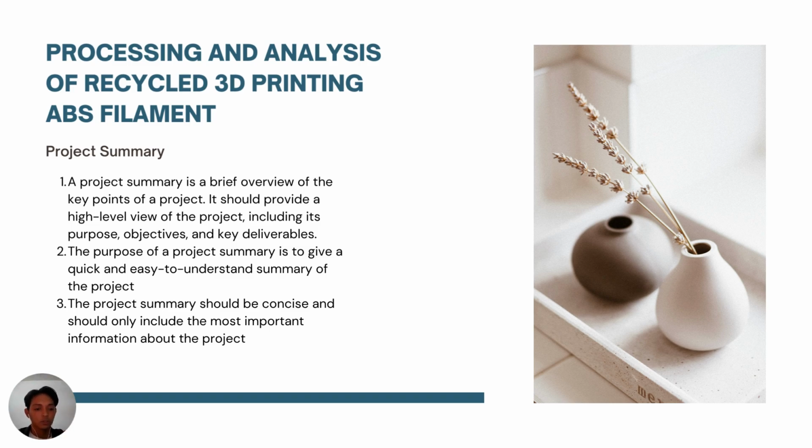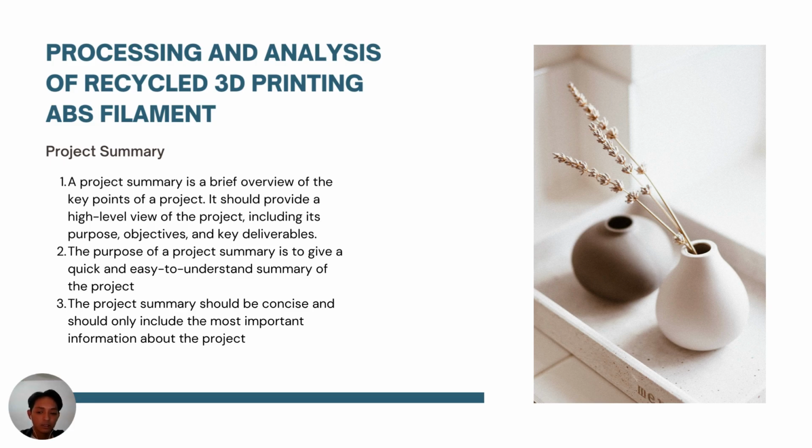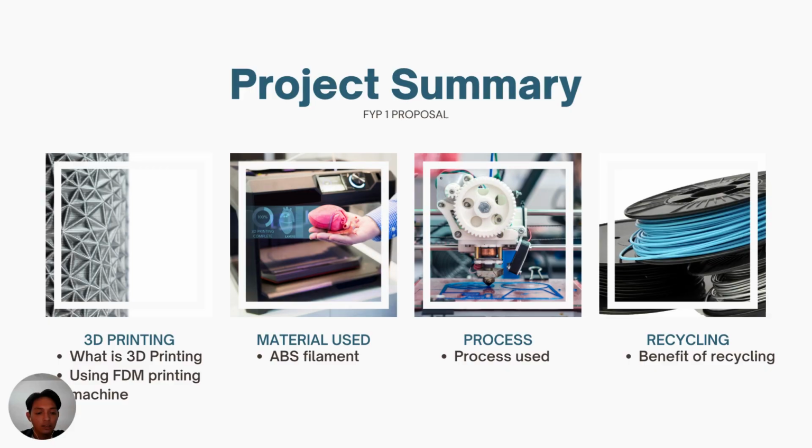Next, the project summary should be concise and should only include the most important information about the project. It is usually presented at the beginning of a project proposal or report and is intended to give readers a quick overview of the project before they delve into more detailed information. So next, I'll be dividing my project summary for my FYP1 proposal into four. The first one is 3D printing, the second one is material use, next is the process, and lastly is the recycling.